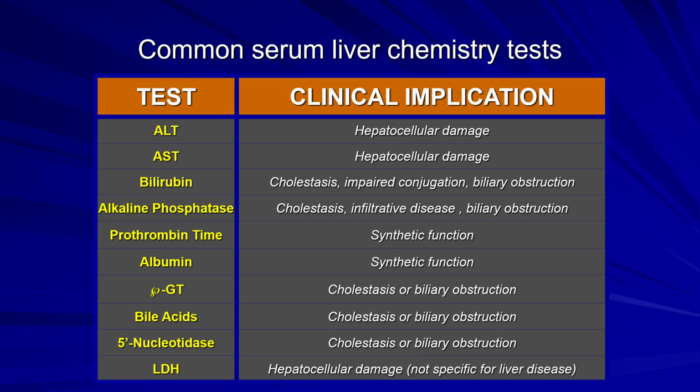The albumin and the prothrombin time reflect synthetic function. So in patients with advanced liver cirrhosis, albumin level will be low. In patients with acute severe hepatic dysfunction, such as fulminant hepatitis, and in patients with cirrhosis, the prothrombin time will be prolonged. And that's also a reflection of synthetic function. The bile acids are increased in cholestasis, such as cholestasis of pregnancy.